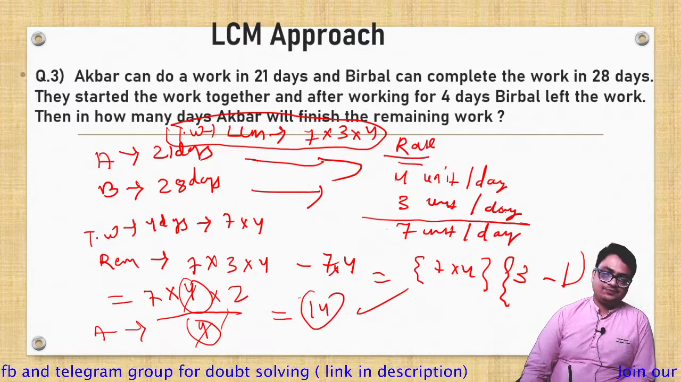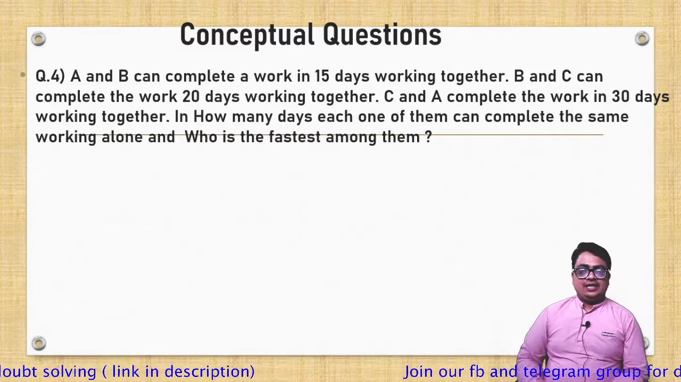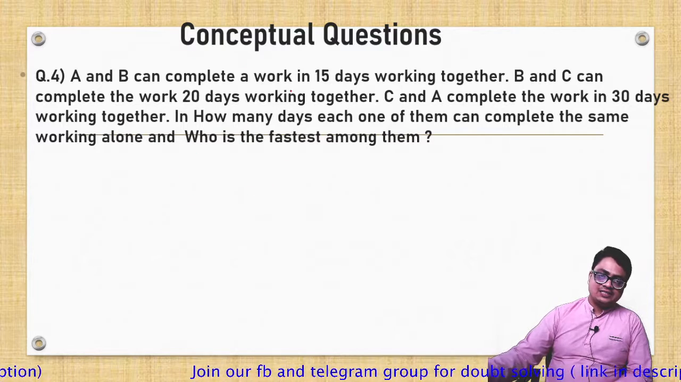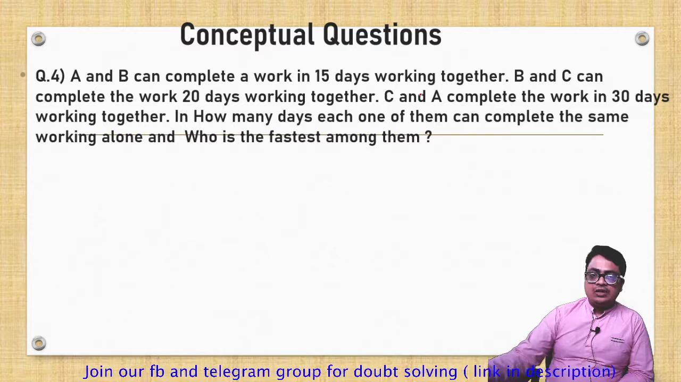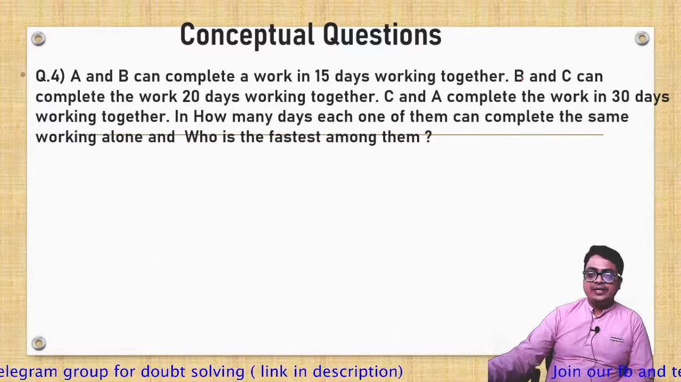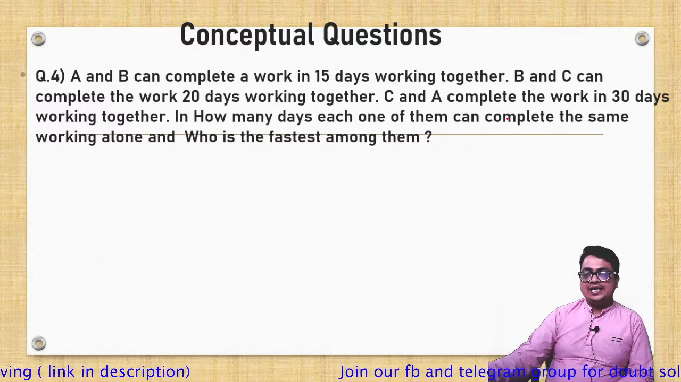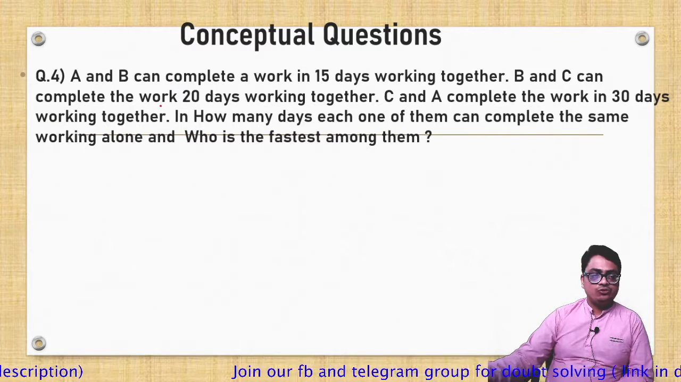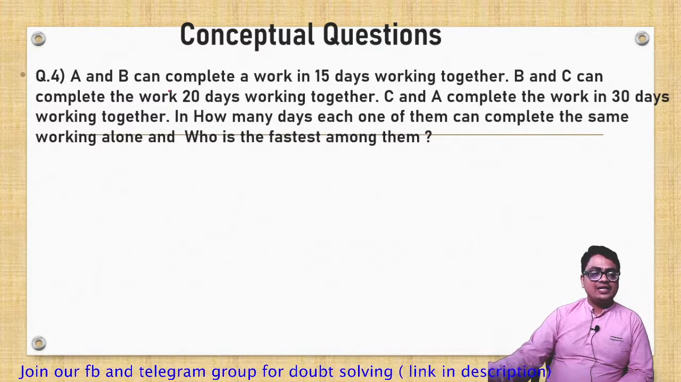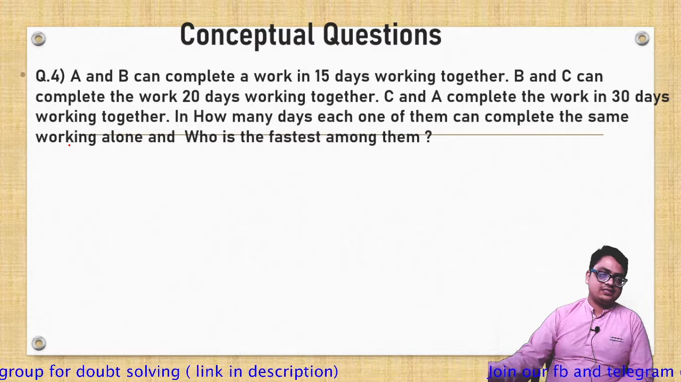So hope you are getting. Let us look at the next problem. A and B can complete a work in 15 days working together. B and C can complete the work in 20 days working together. C and A complete the work in 30 days working together. In how many days can each one of them complete the same work working alone, and who is the fastest among them?